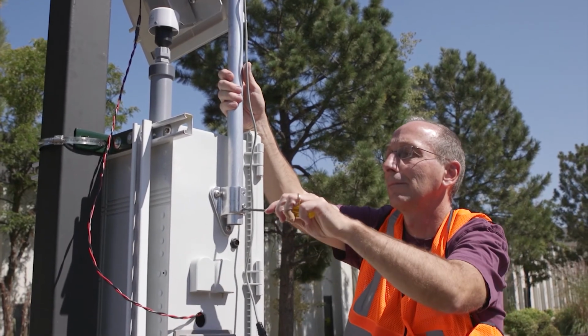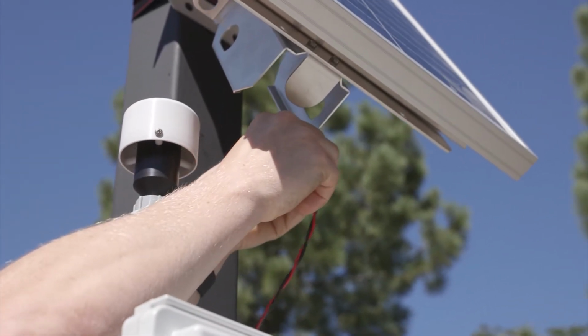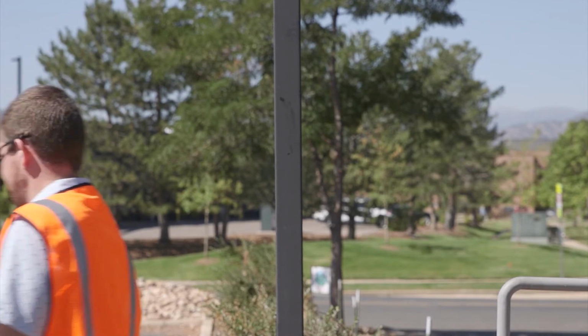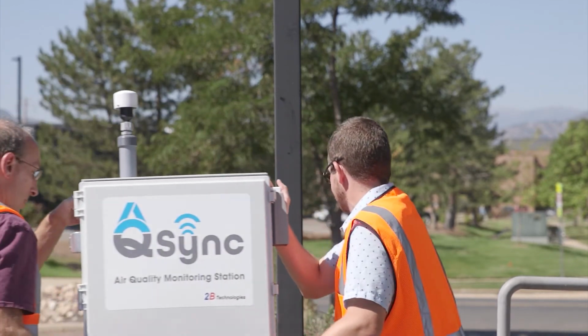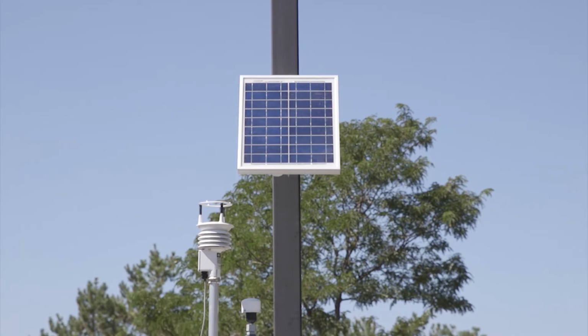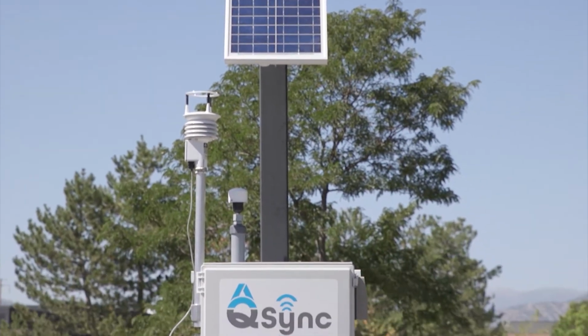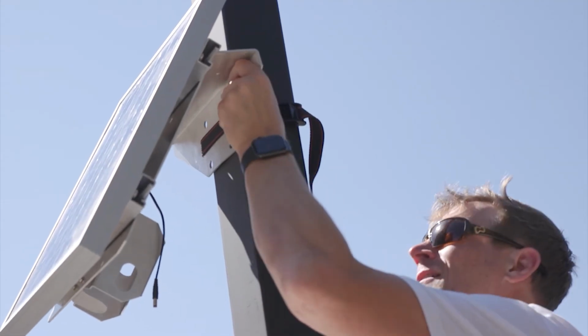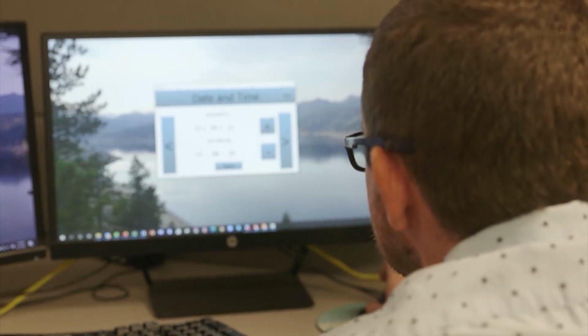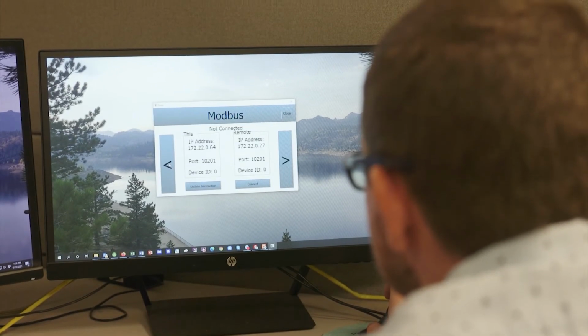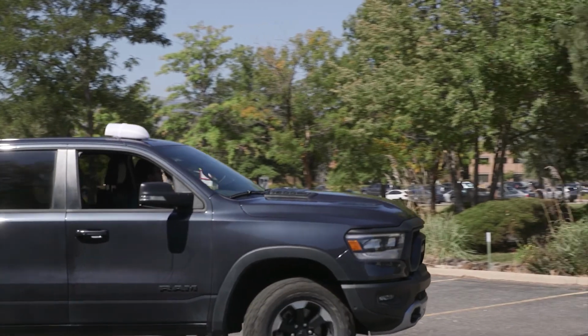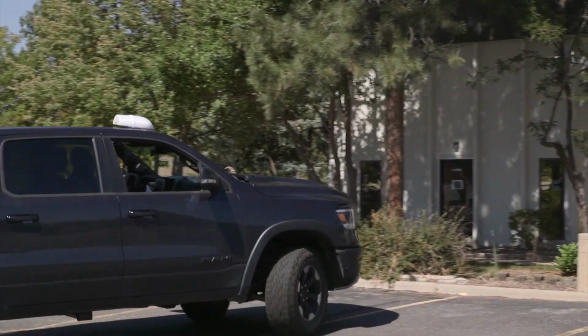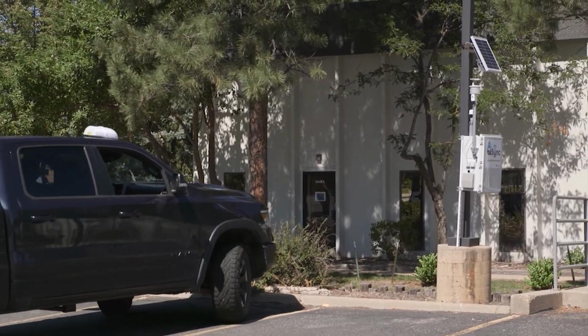The AQSync is easy to install. Changing its location to monitor in different areas is a breeze. The low power requirements make it possible to provide power with your battery or solar panel. And it can be operated remotely. The AQSync was also developed to be an on-the-go calibration station for mobile sensors.